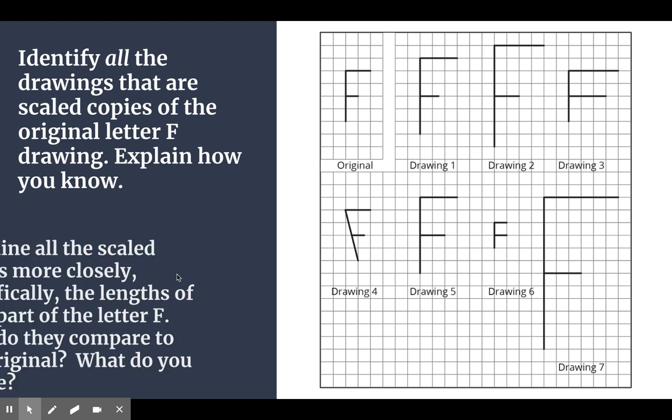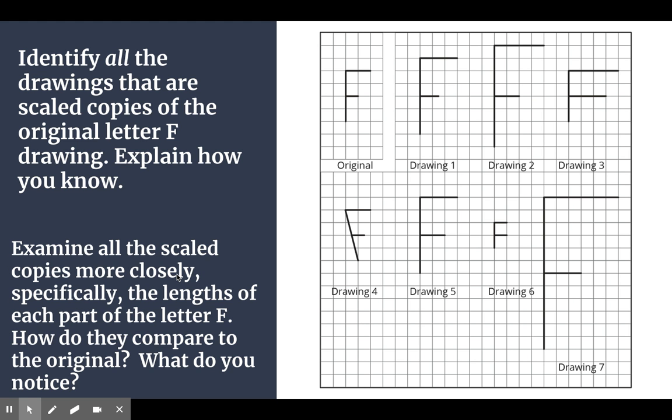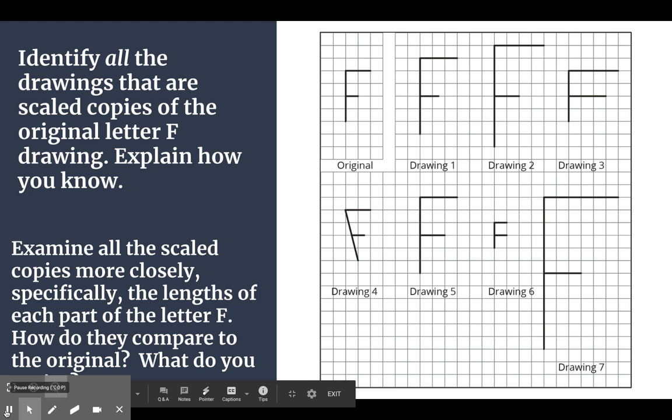So remember, we had to examine all the scale copies more closely, specifically the lengths of each part, and talk about how they were compared. So with knowing that, we should be able to see the obvious differences between 3, 4, 5, and 6. We should see the noticeable difference between those and how they're not scale copies.